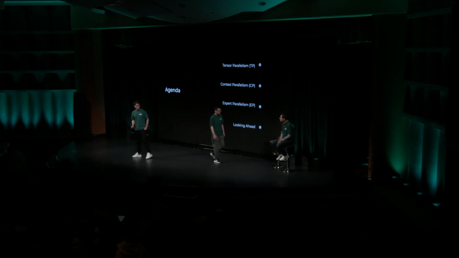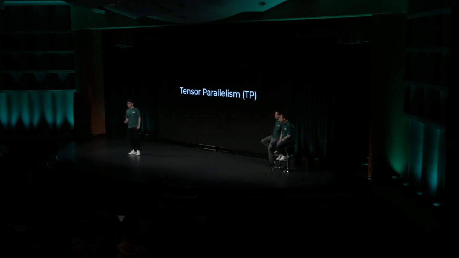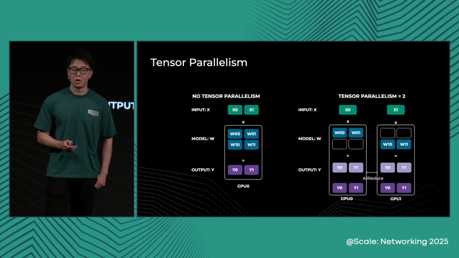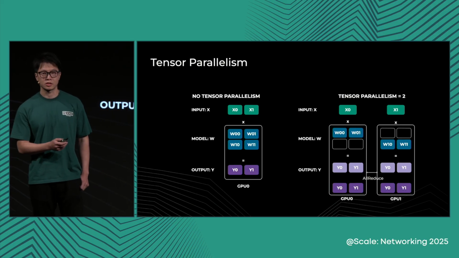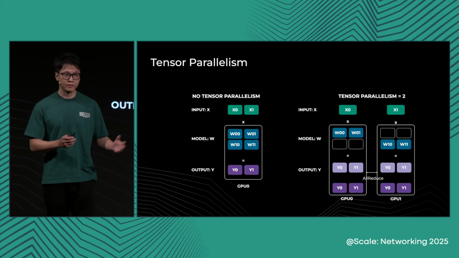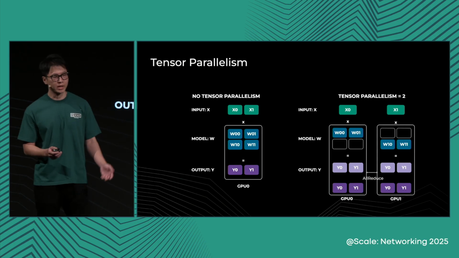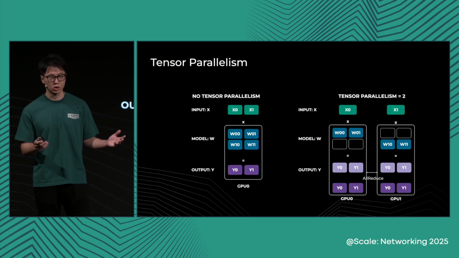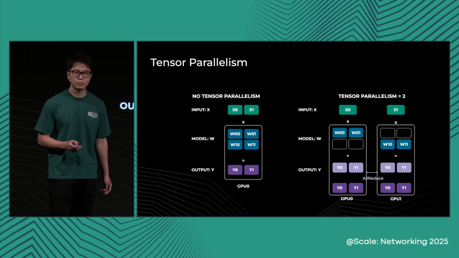Great introduction, Jianyu. Now let's take a look at what tensor parallelism is. Tensor parallelism is a way of model sharding. Let's take a look at a simplified example. On the left-hand side, imagine you have an input 1×2 vector x. You multiply by 2×2 model weights. You get a 1×2 output y.